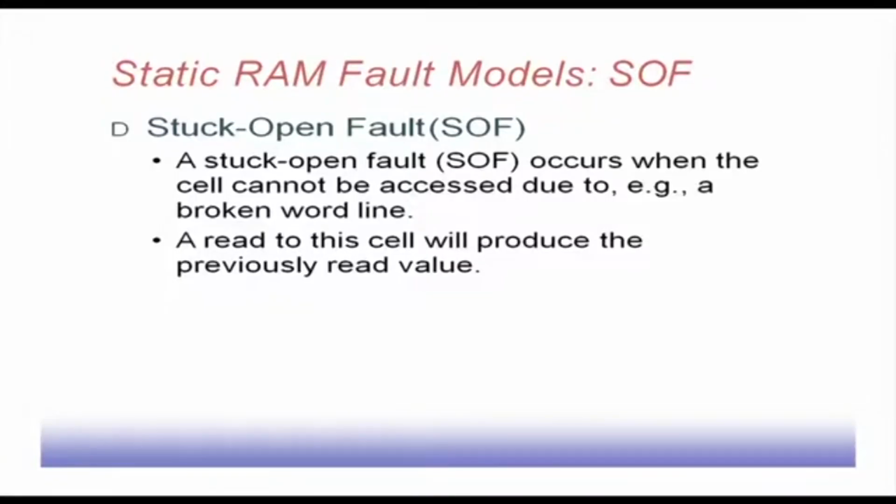Then we can have something called a stuck-open fault. It occurs when the cell cannot be accessed due to a broken word line. The cell has become inaccessible, so we cannot change its content. That is, a word line failure is there. A read to this cell will produce the previously read value. Whatever was previously read, it will again give the same value, though we try to change it and then read it. This change will not get reflected in the read value.